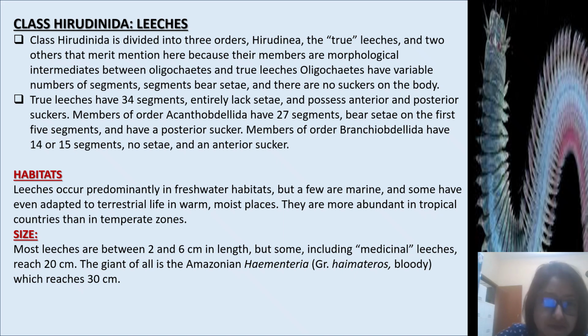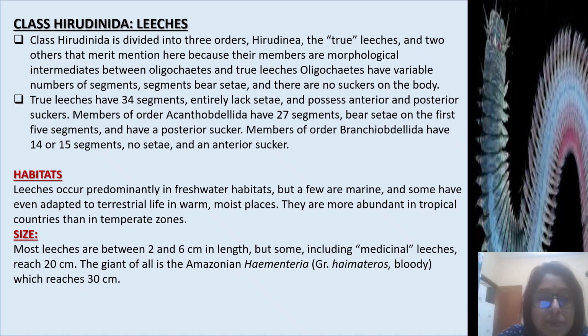Members of order Acanthobdellida have 27 segments, bear setae on the first 5 segments, and have a posterior sucker. Members of order Branchiobdellida have 14 or 15 segments, no setae, and an anterior sucker.